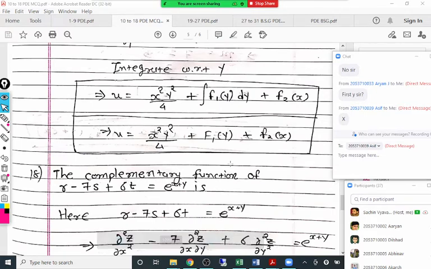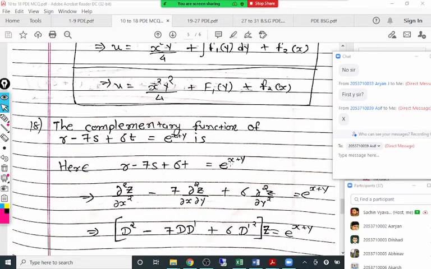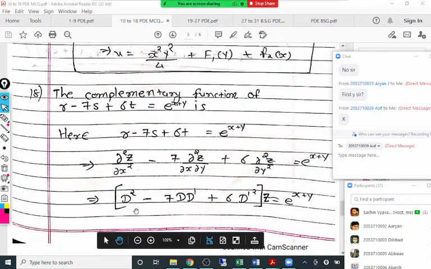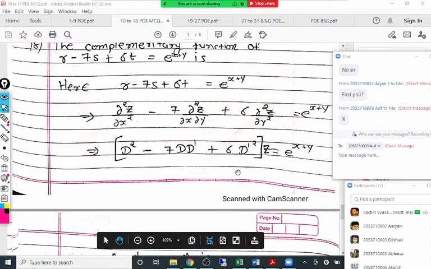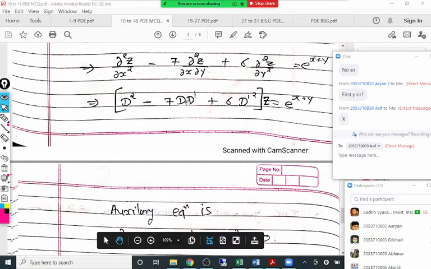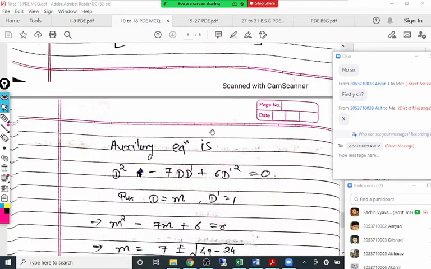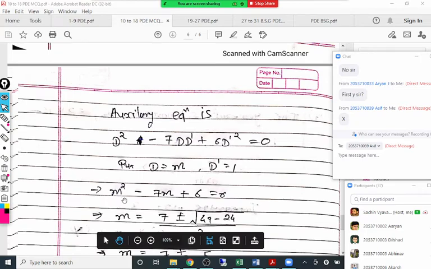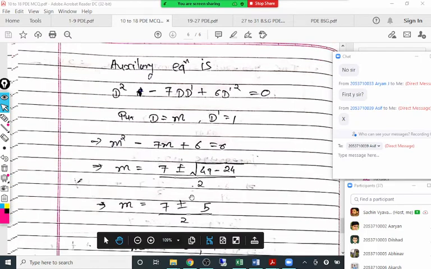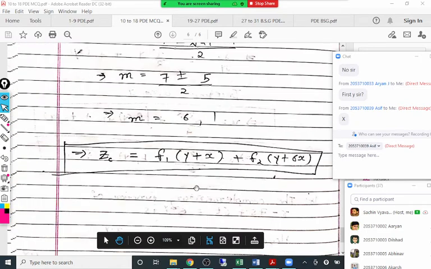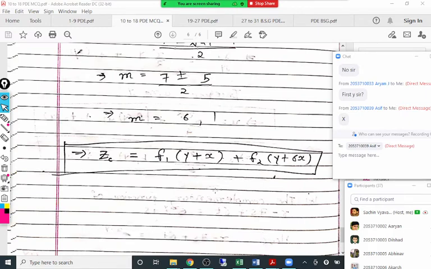And lastly, the CF for r minus 7s plus 6t. So D square minus 7DD dash plus 6D dash square. Yes, this is the differential equation, the auxiliary equation. We can put D equal to m and D dash equal to 1. And we get this quadratic equation, m square minus 7m plus 6, and the roots are 1 and 6, and this is the answer. Good. So I think all the answers are correct.